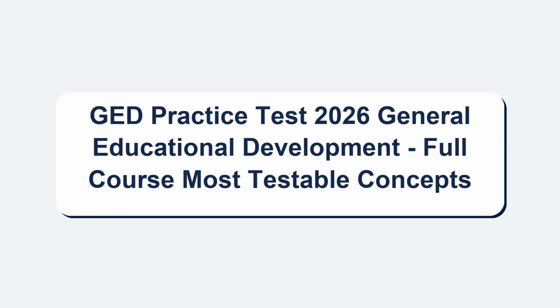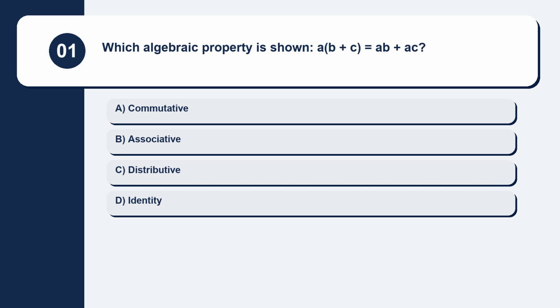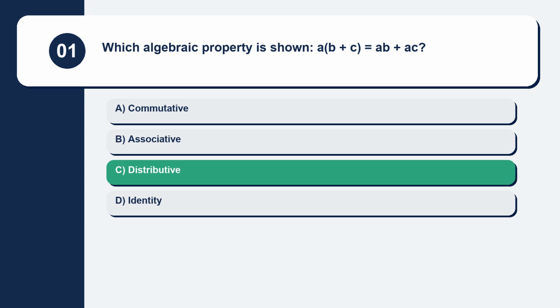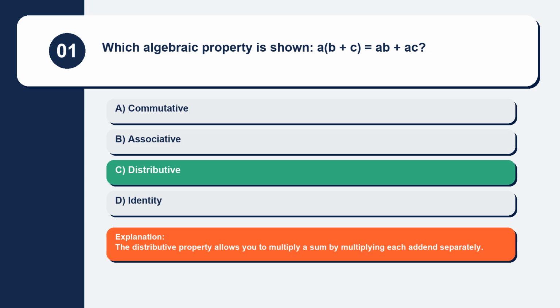GED Practice Test 2026, General Educational Development, Full Course, Most Testable Concepts. Question 1. Which algebraic property is shown, a(b + c) = ab + ac? Commutative, associative, distributive, identity. The distributive property allows you to multiply a sum by multiplying each addend separately.